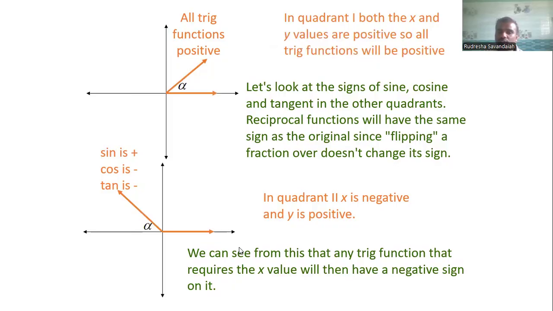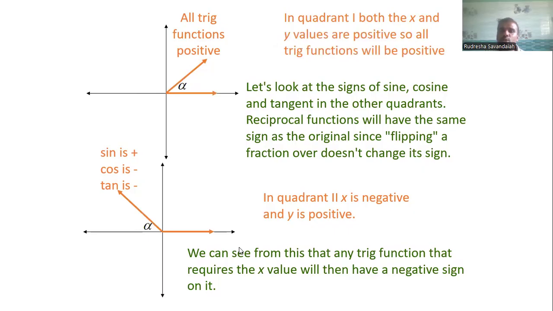In the fourth quadrant, x is positive and y is negative. Sine is minus, cos is plus, tan is minus. So any function using y will be negative. Here are the first, second, third, and fourth quadrants. In the first quadrant, all the trigonometric functions are positive. In the second, sine is plus, cos is minus, tan is minus. In the third, sine is minus, cos is minus, tan is plus. In the fourth, sine is minus, cos is plus, tan is minus.